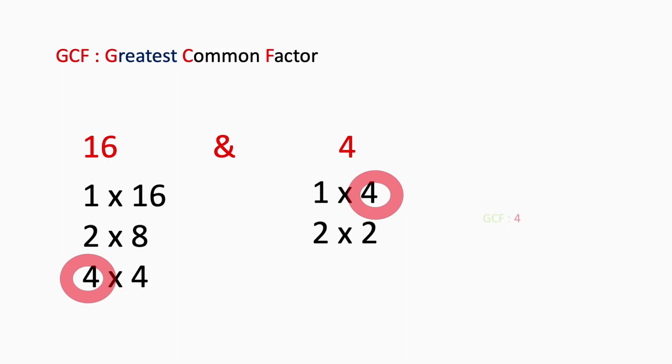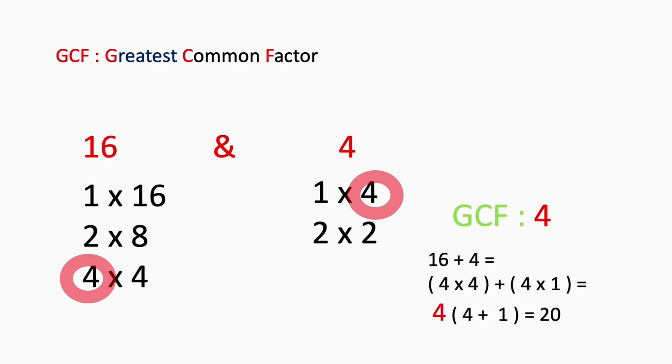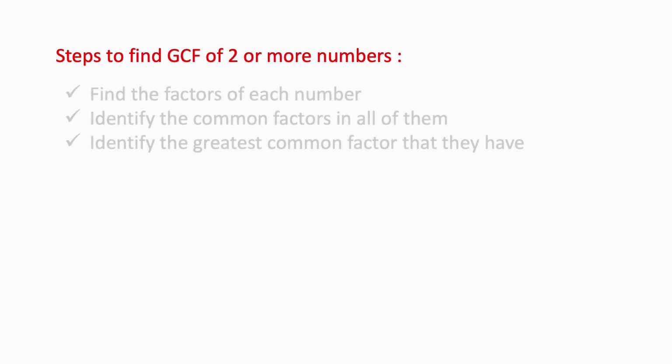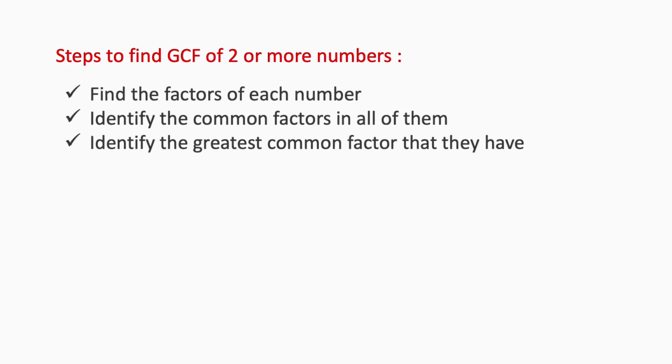As you can see, if we want to add 16 to 4, we can use GCF and write it as a distributive property. So far, we have seen the steps to find the GCF of 2 or more numbers. 1. Find the factors of each number. 2. Identify the common factors in all of them. And finally, 3. Identify the greatest common factor that they have.